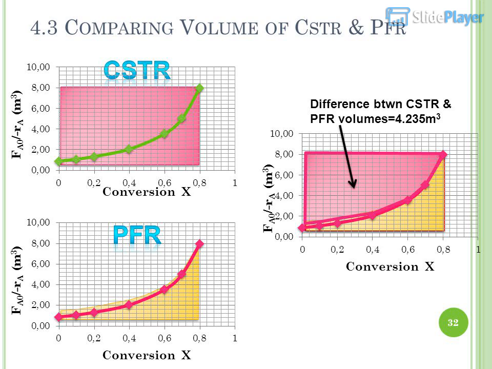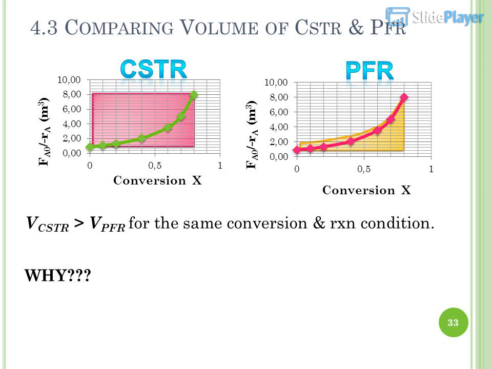4.3 Comparing volume of CSTR and PFR. The difference between the CSTR and PFR volumes equals 4.235 cubic meters. V_CSTR is greater than V_PFR for the same conversion and reaction conditions.